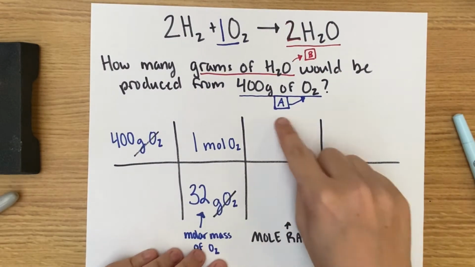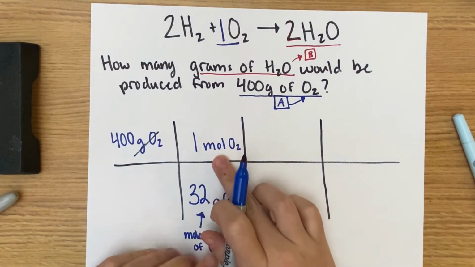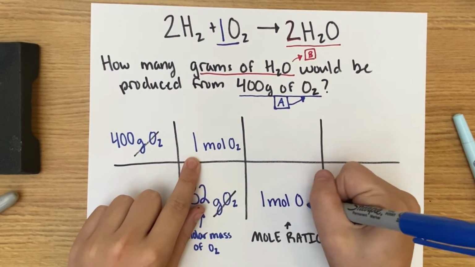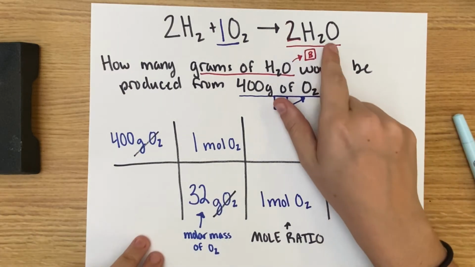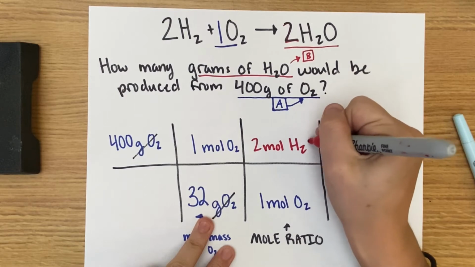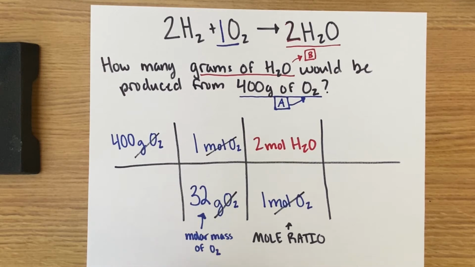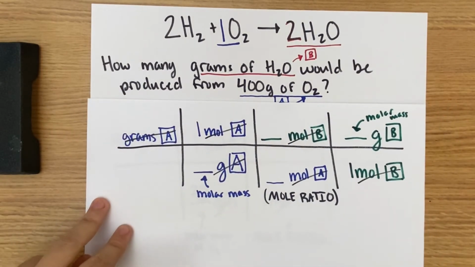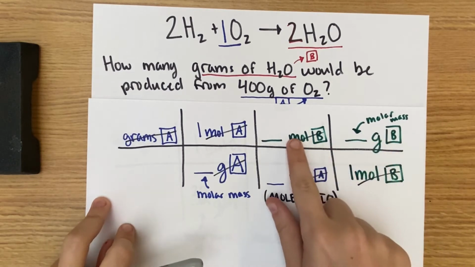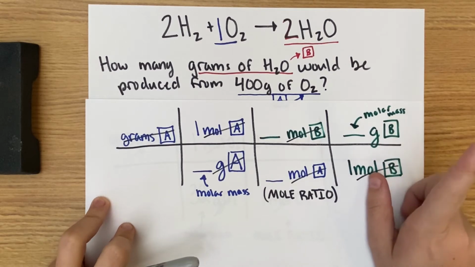I'm going to fill in my mole ratio to this section of the T-chart, making sure that my units cancel. So my 1 mole of O2 goes on the bottom, and my 2 moles of H2O is going to go on top. Showing those units canceling out. And our last step will be, once again, to use the molar mass to convert back to grams. But this time, we're using the molar mass of our second substance, of substance B.